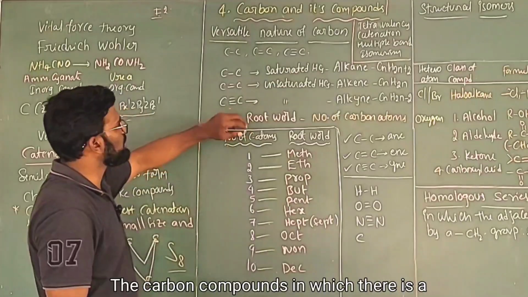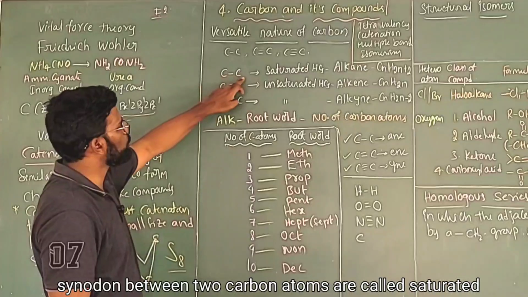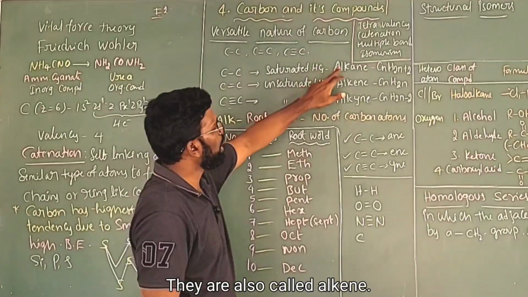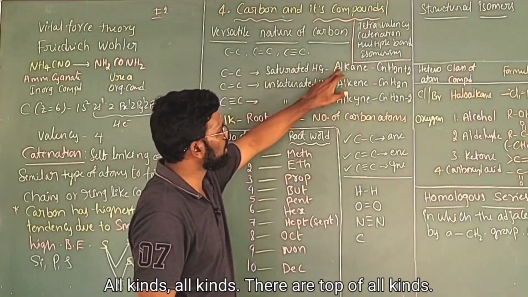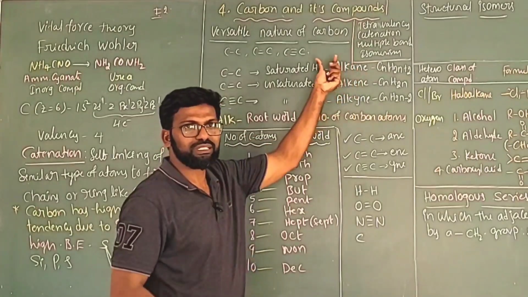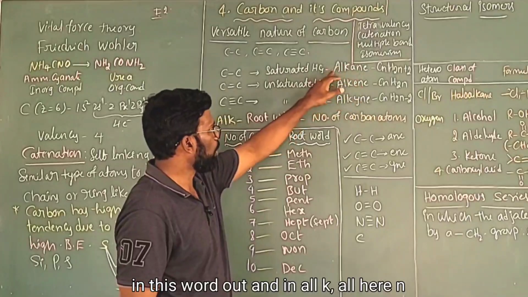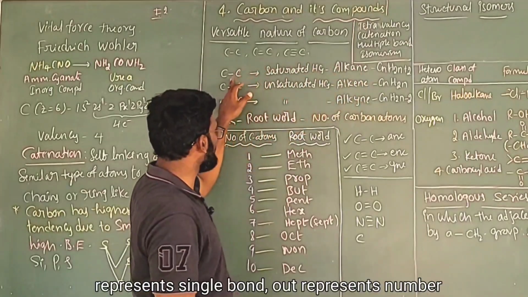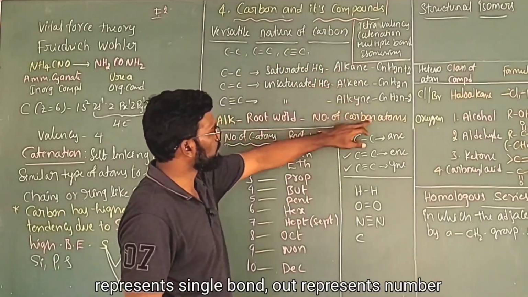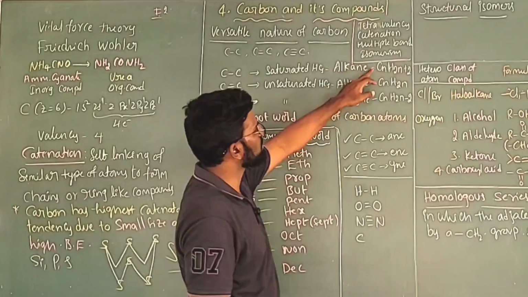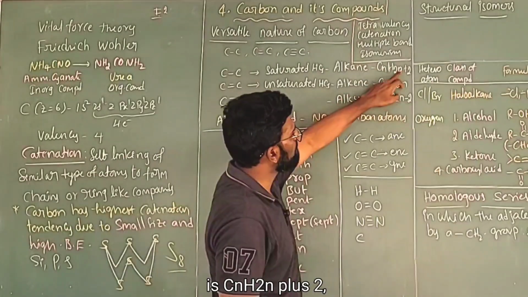The carbon compounds in which there is a single bond between 2 carbon atoms are called saturated hydrocarbons. They are also called alkanes. There are 2 parts in this word, alk and ane: alkane. Here ane represents single bond, alk represents the number of carbon atoms. The general formula of alkanes is CnH2n+2.